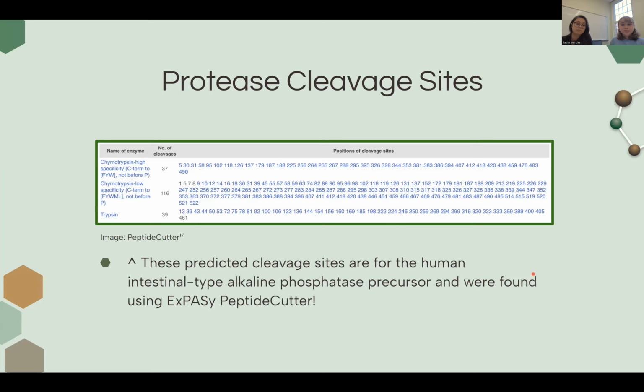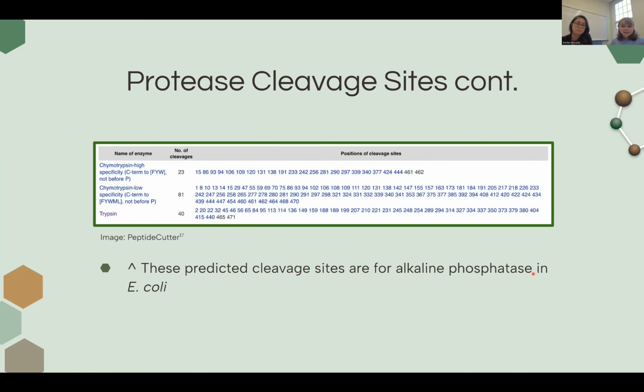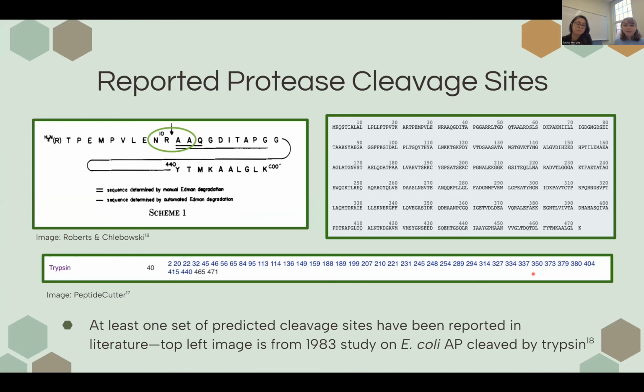These are also some protease cleavage sites that we found specifically for chymotrypsin and trypsin, and this is for the intestinal type AP precursor. We found these using the ExPASy PeptideCutter. This is the same thing except for AP in E. coli. And then interestingly, we found that the predicted cleavage sites for AP in E. coli with trypsin were actually reported in the scientific study shown here.